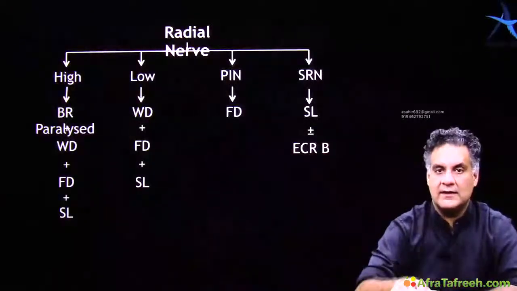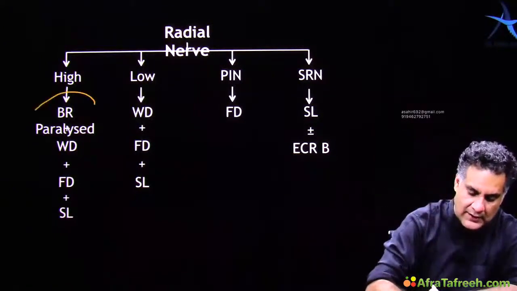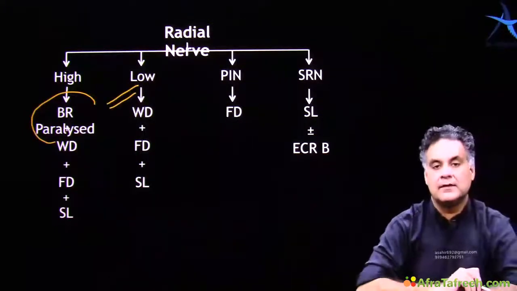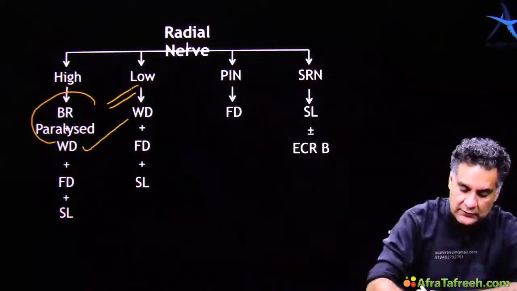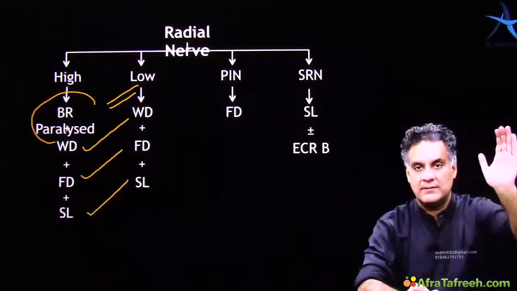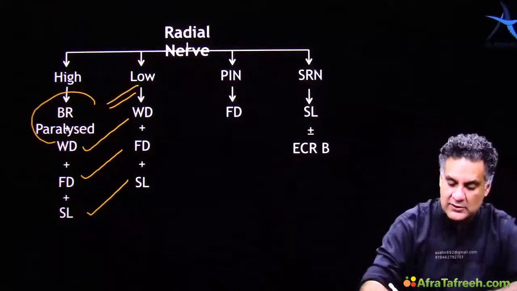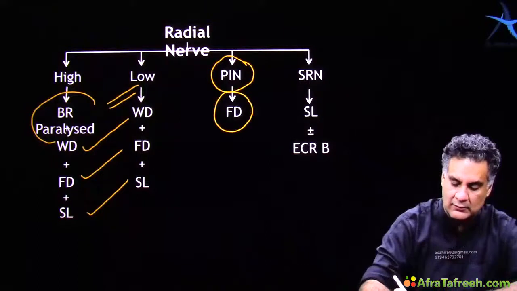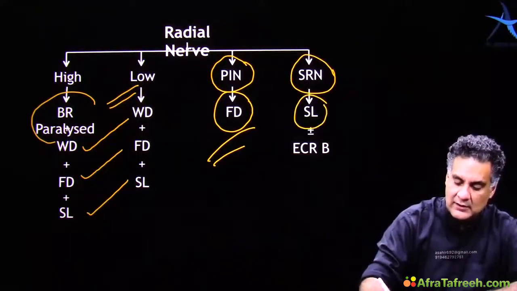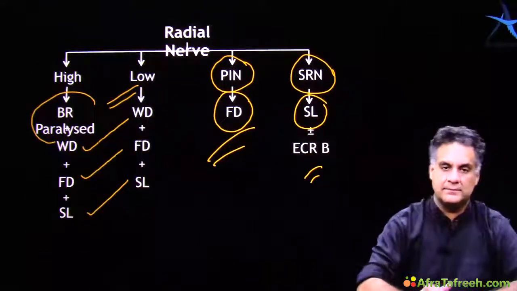When you look at the radial nerve, when the radial nerve palsy is high, there is involvement of the brachioradialis. In low, brachioradialis is spared. In high and low both, there is a wrist drop, finger drop and sensory loss. So loss of wrist extension, finger extension and sensory loss on the first web space. Whereas posterior interosseous nerve palsy is a pure motor branch, only causes finger drop, whereas superficial radial nerve causes sensory loss and rarely palsy of extensor carpi radialis brevis.